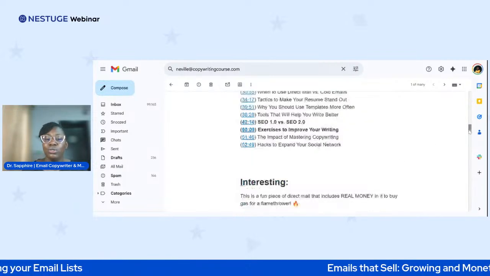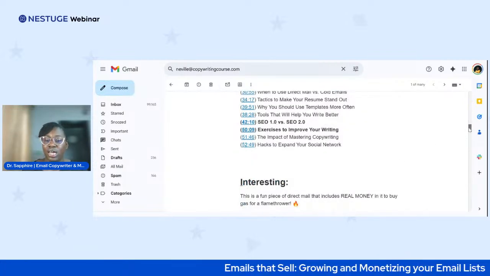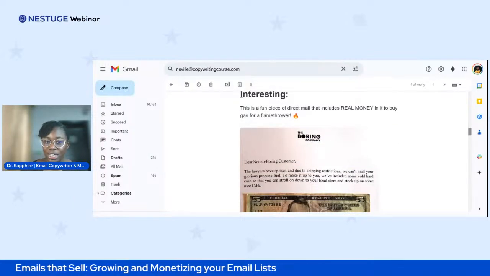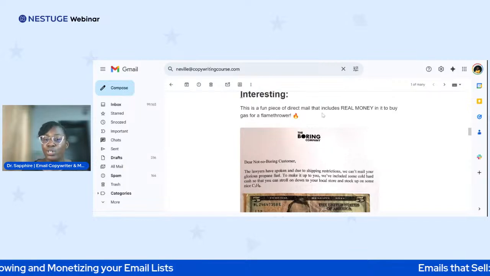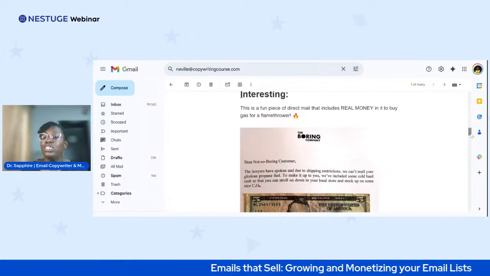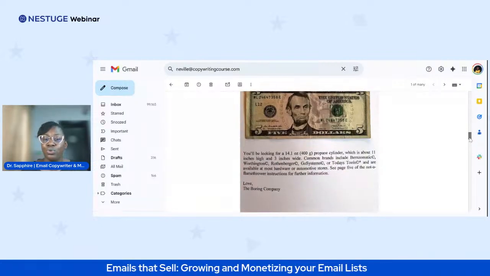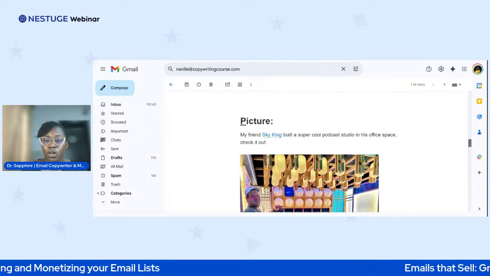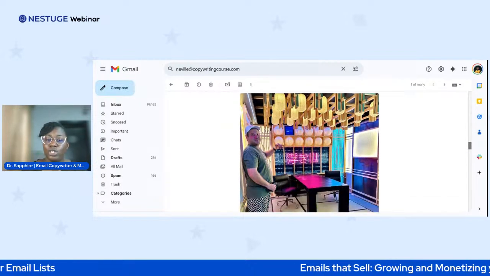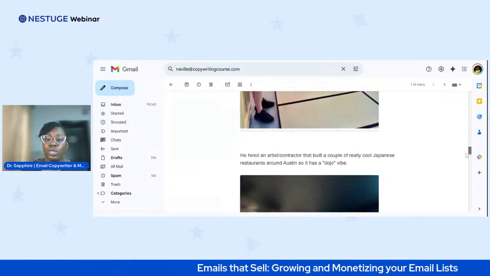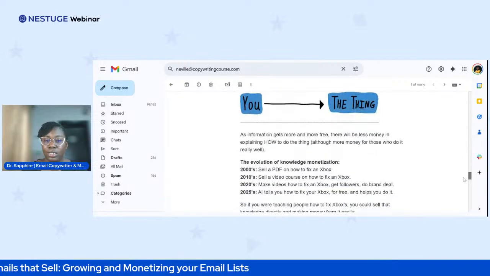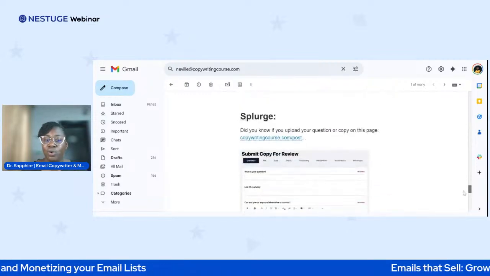And all of that. Then he goes to the interesting thing and shows you something interesting, still related to copy. This is a fun piece of direct mail that includes real money in it to buy gas for a flamethrower. He found it interesting because there is real money in the piece of copy. Can you see that? And then finally, he talked about a picture and shows his friend's office space studio. And of course, finally, we end with the essay, which is this. You can see that this is very long, and there's a splurge.